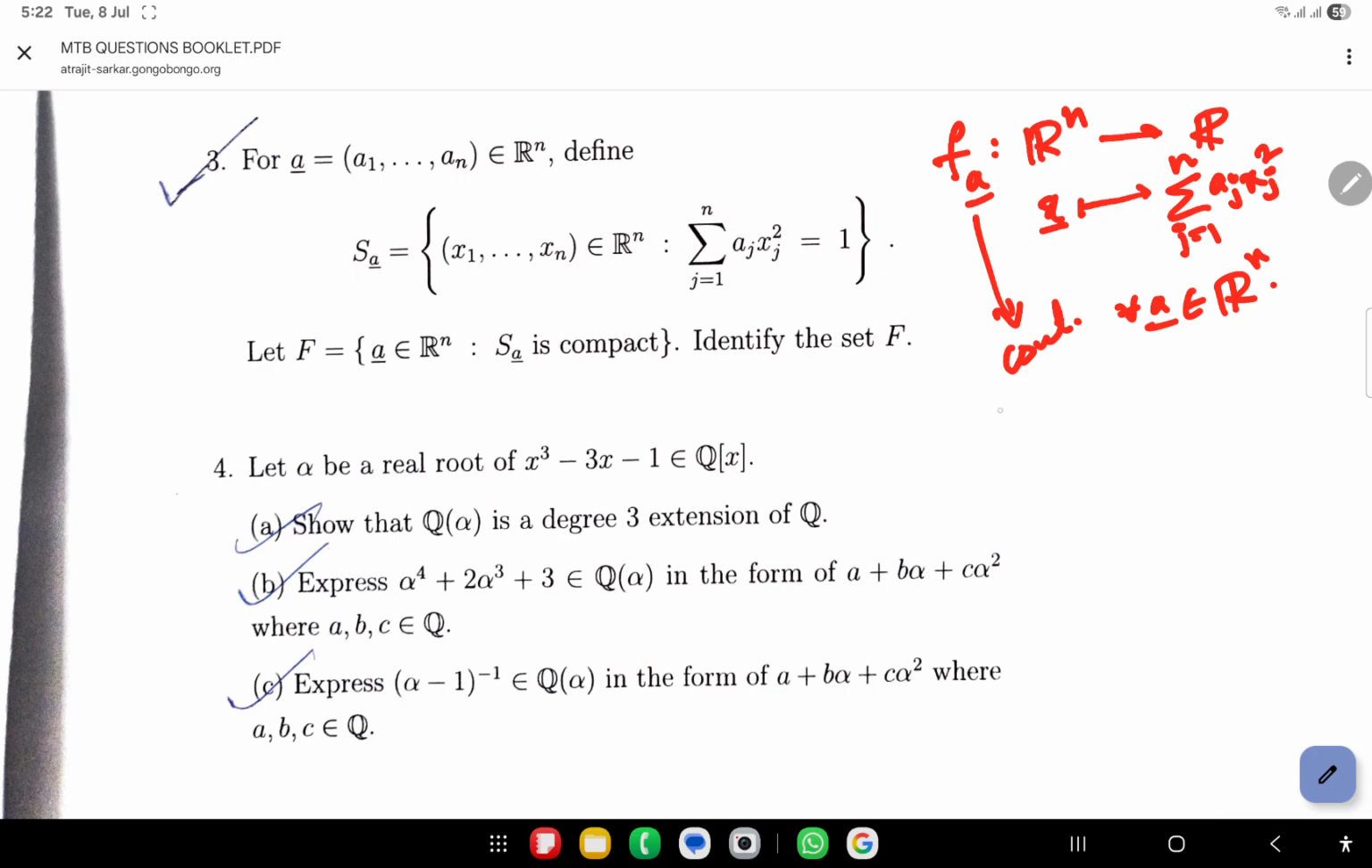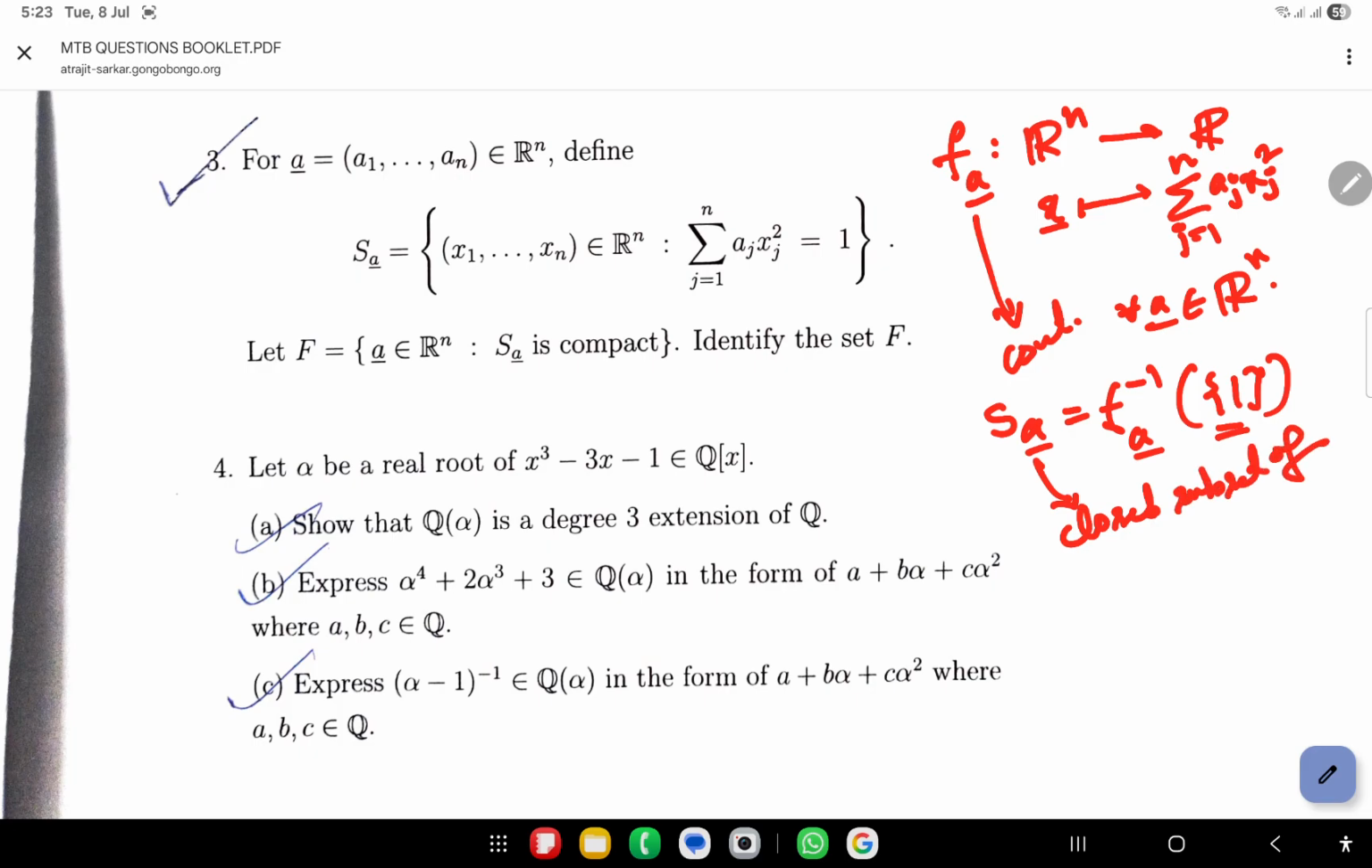So SA is the pre-image of this singleton 1, because we are finding those x's for which this is equal to 1, that is the pre-image. So this is closed. So SA is a closed subset of Rn.